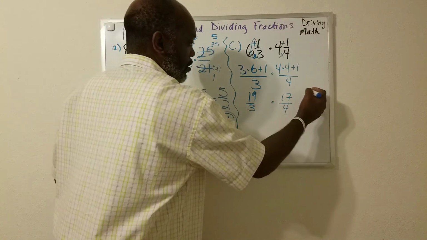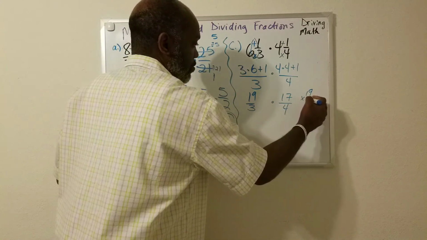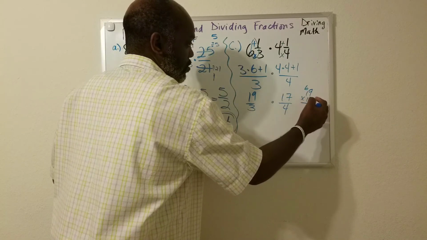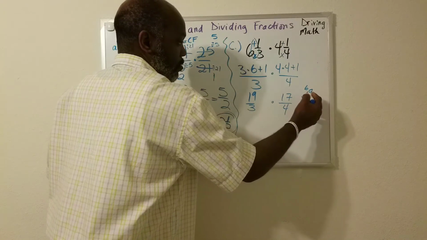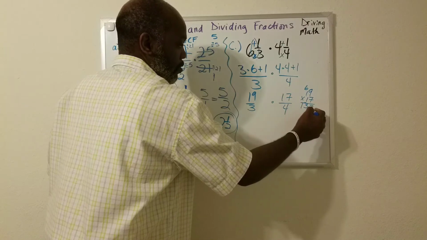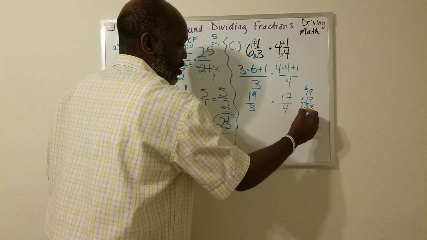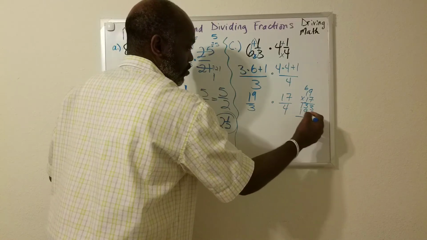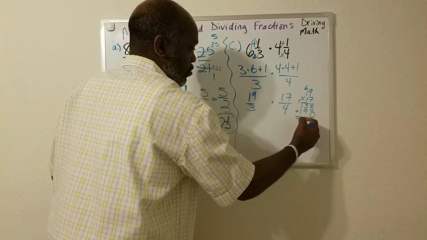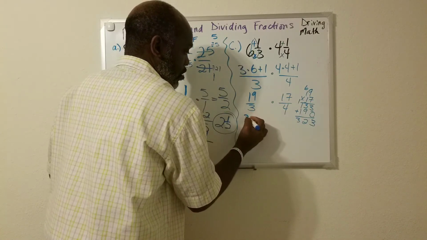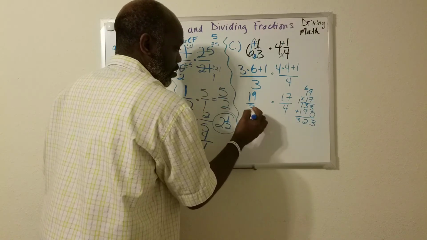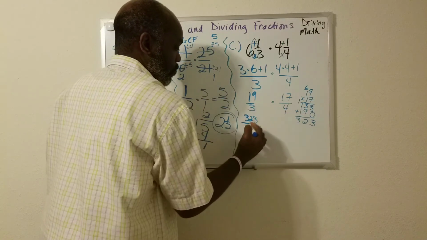So I would do 19 times 17, right? 9 times 7 is 63, carry my 6. 7 times 1 is 7, plus 6 is 13. Placeholder, that's 1 times 9 is 9, 1 times 1 is 1. I'm going to add these together. That's 3, 12, carry my 1, that's 323. So I have 323 over 3 times 4, which is 12.